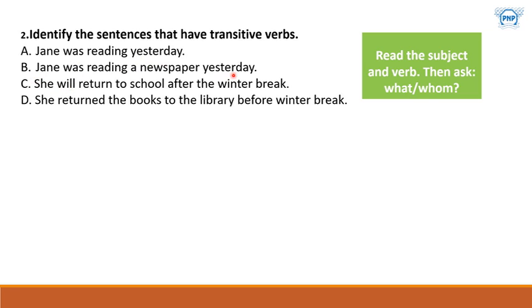Jane was reading a newspaper yesterday. What was Jane reading? So we are getting an object, we are getting an answer: a newspaper. So this one has a transitive verb. So B. Next, she'll return to school after the winter break. What will she return to school? Whom will she return to school? Are we getting an answer? No. Last, she returned the books to the library before winter break.